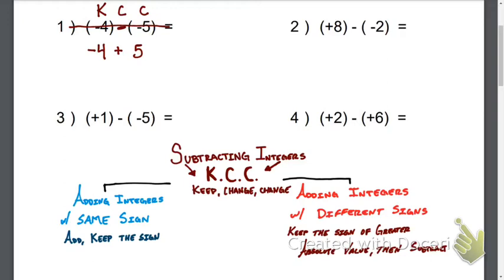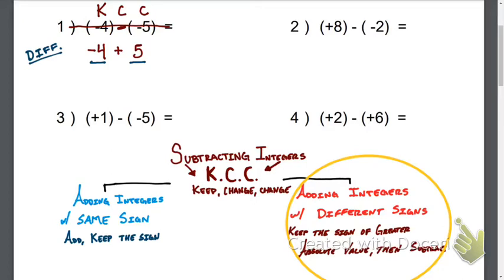This new problem that I have here is -4 plus 5. If I look at this problem, I notice that I have a negative and a positive number. So now I am adding integers with different signs, and my rule for different signs is down here in the bottom. It says adding integers with different signs: keep the sign of the greater absolute value, then subtract.